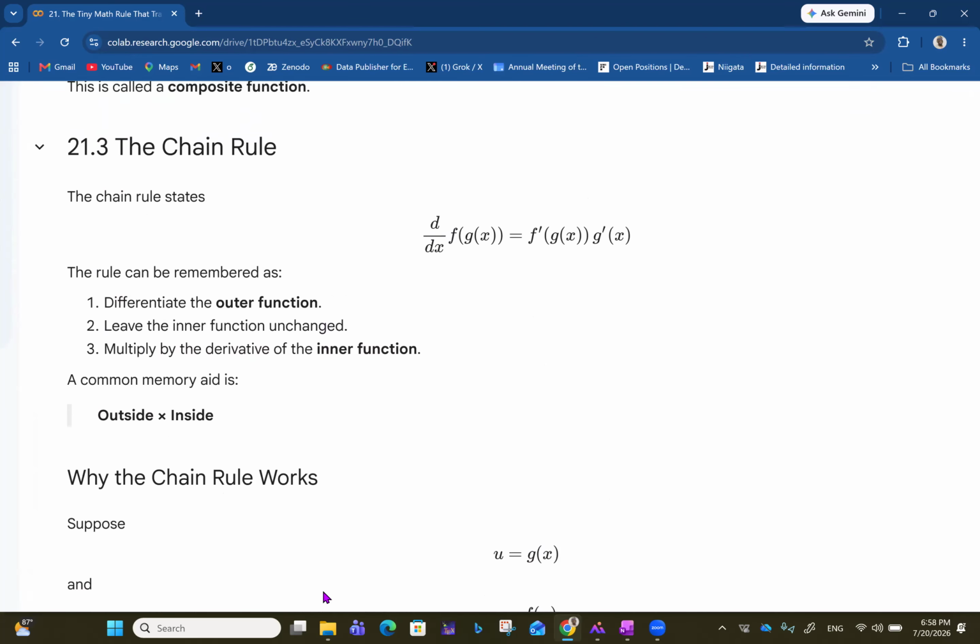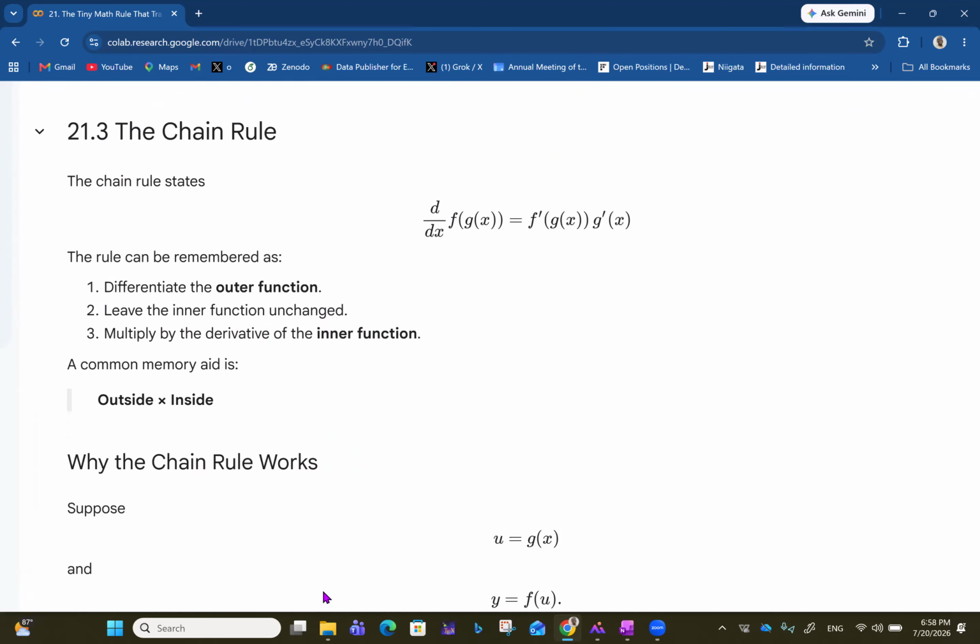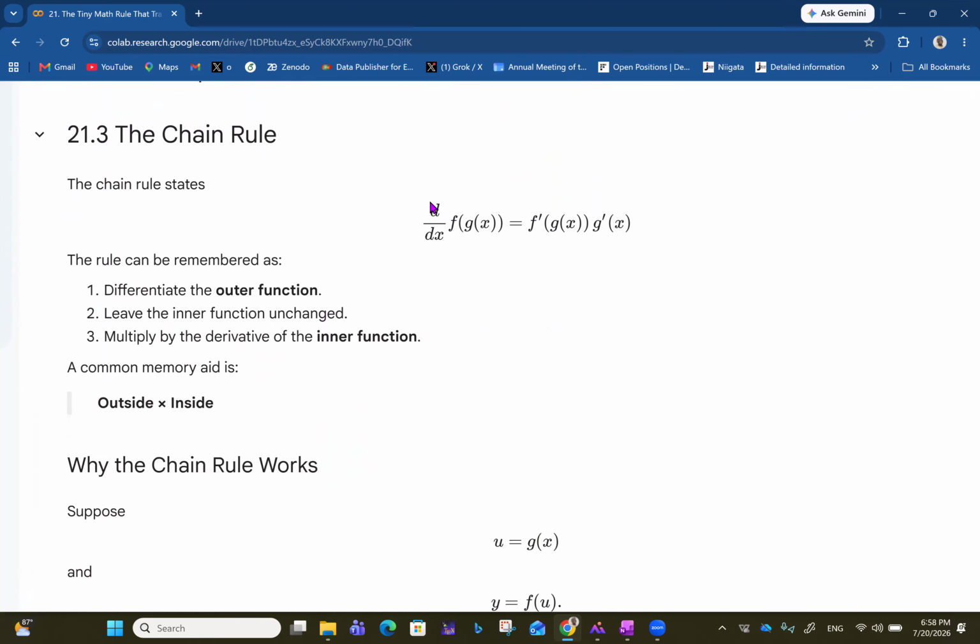Talking about the chain rule itself, the chain rule states that the derivative of f(g(x)) is f prime of g(x), where f prime is the derivative, multiplied by g prime of x. The rule can be remembered as this: differentiate the outer function, leave the inner function unchanged, and multiply by the derivative of the inner function.